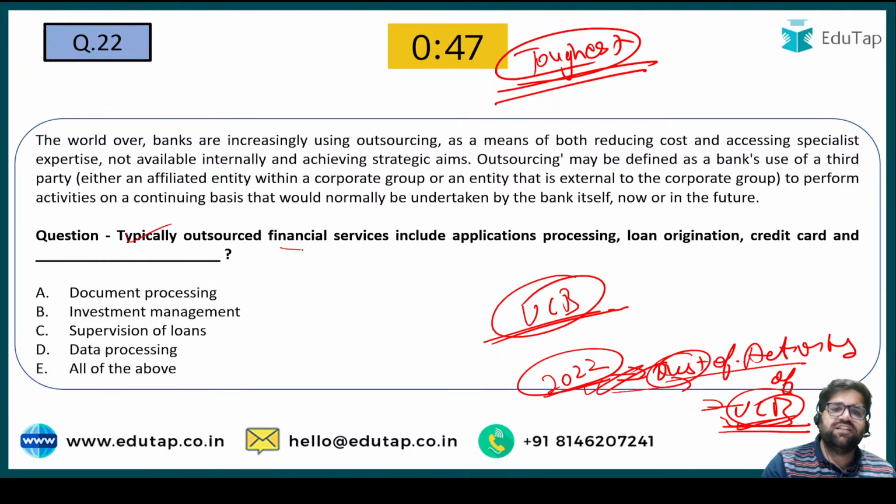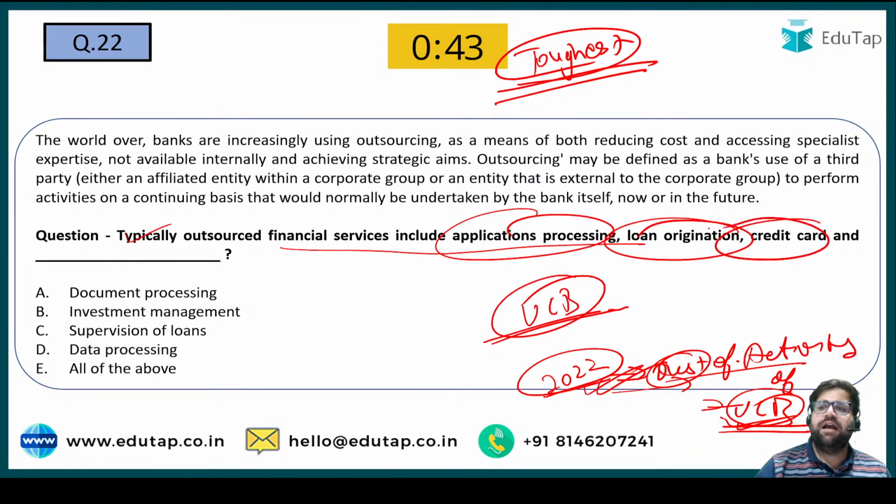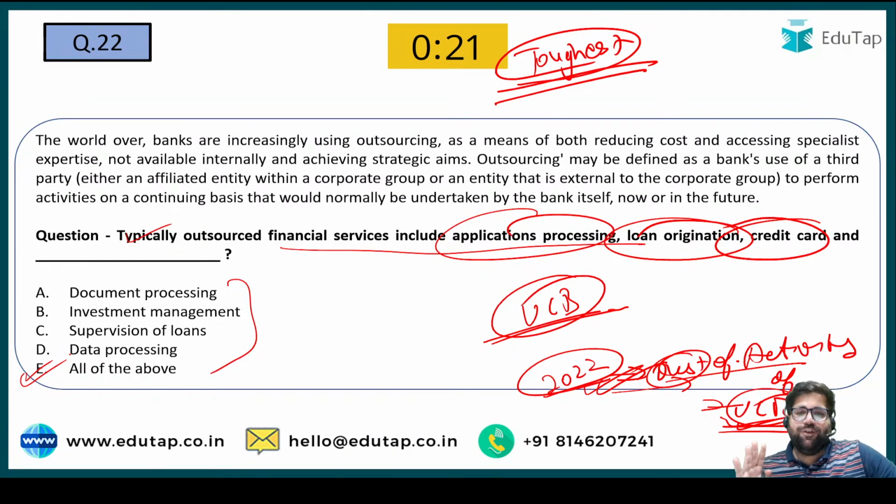Typically outsourced financial services include application processing, loan origination and credit card. Now the question is asking which of the following activities in this set of options will be outsourced by a bank. So the answer here will be all of the above, because if you see, different banks, if they want to save their time, they can outsource, they can give the responsibility of this particular function. Good Amlina, I'm really very surprised that you are able to give all the correct answers. Urban cooperative banks are also known as primary cooperative banks.